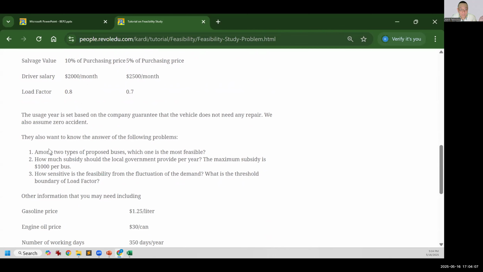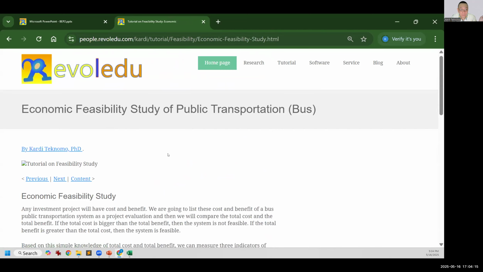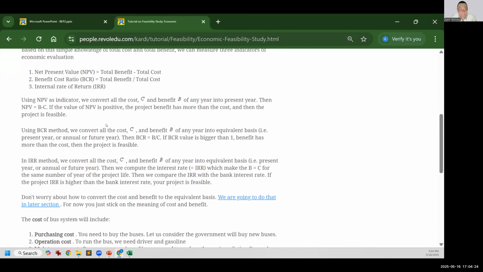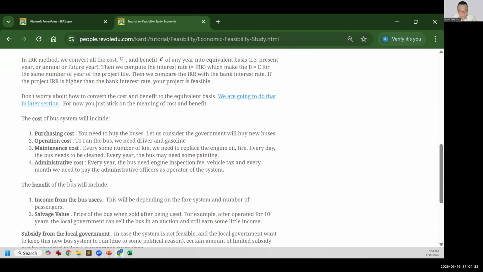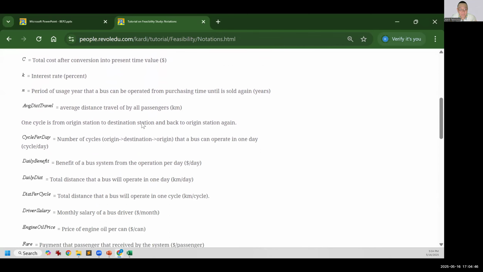And then these are the problems that we want to check. From there, you can start to see we can compute NPV, VCR, and IRR that I introduced last meeting. The most important part there is actually how we define the cost and then the benefit. The costs include the purchasing cost, operation cost, maintenance, and administrative, and then the benefit comes from the income. So then we start to model.